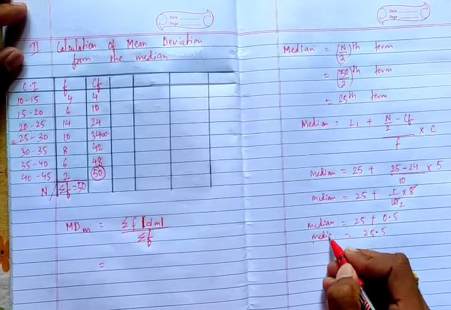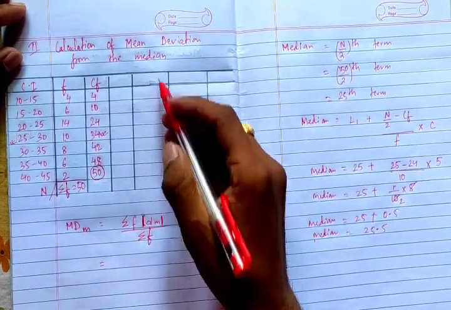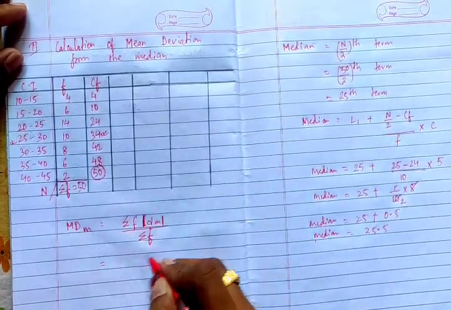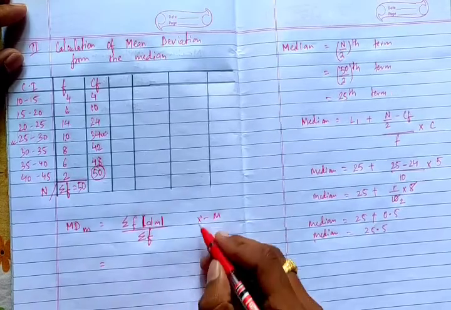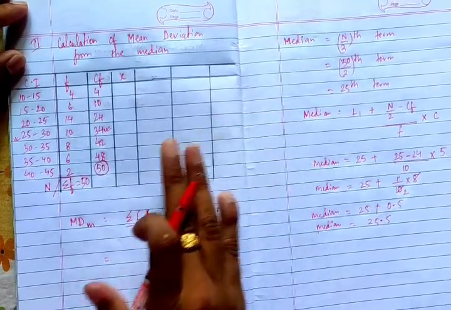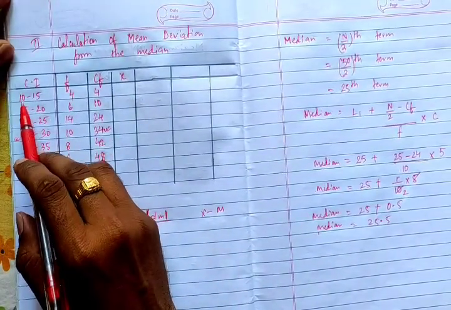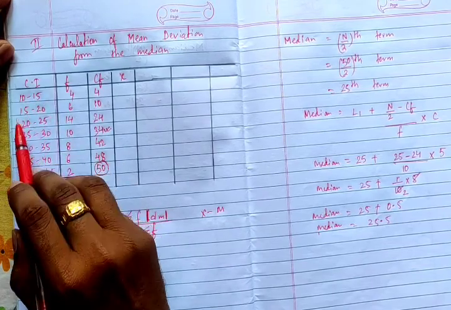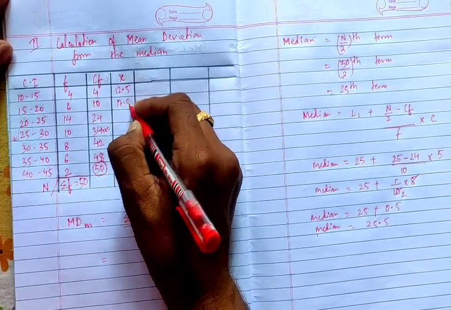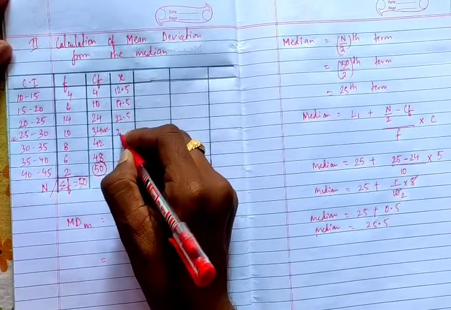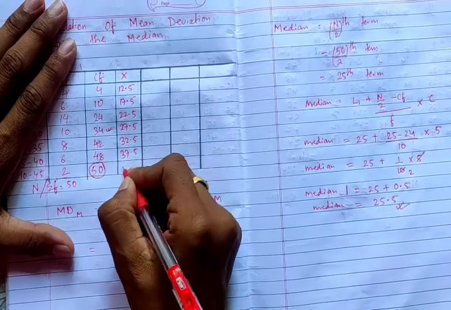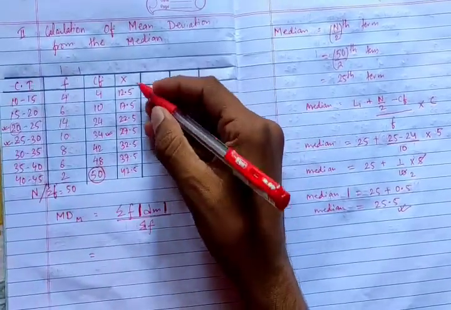Now what we'll do? We need to substitute this median to find this DM. For finding DM, what do we need? X minus M. So X minus M is required. So for that we need X. So X we have to find, that is mid values. So mid values are the same as in the previous question: 10 plus 15 by 2, then 15 plus 20 divided by 2. So the first one we get 12.5. Next one 17.5. Then 22.5. Then 27.5. Then 32.5, 37.5. Then 42.5. So this way we got X.